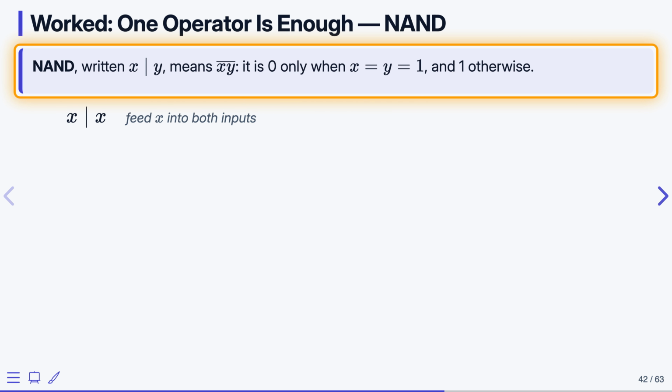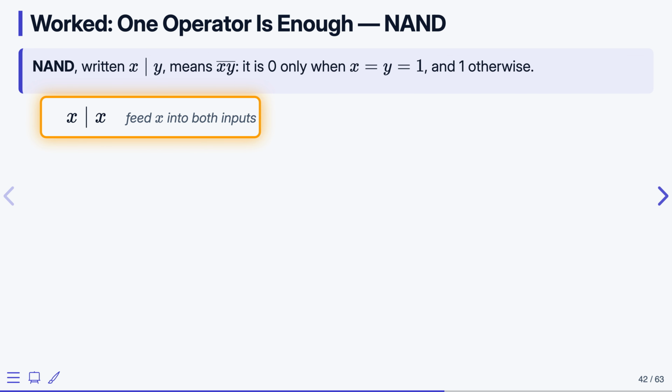Now the striking one. A single operator can be enough all by itself. It is called NAND, and it is written as a vertical bar between the 2 inputs. NAND of x and y means the bar of x times y, so it is 0 only when both inputs are 1, and 1 in every other case. It is an AND gate with its answer flipped. The first trick is to feed the same signal into both inputs.